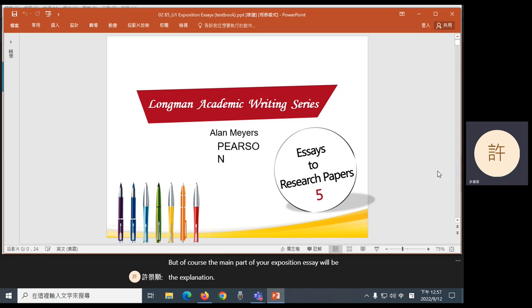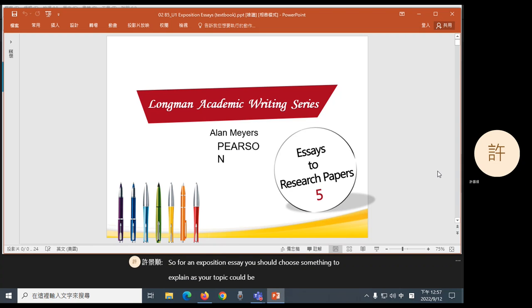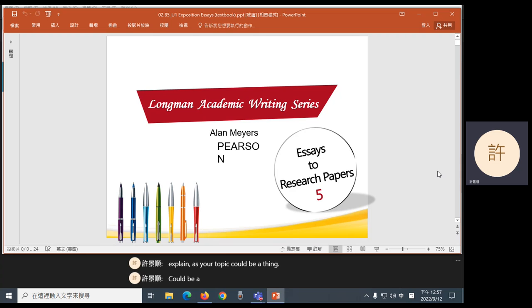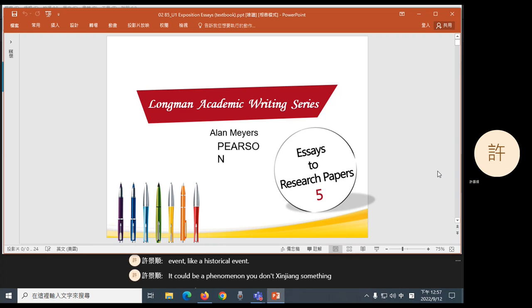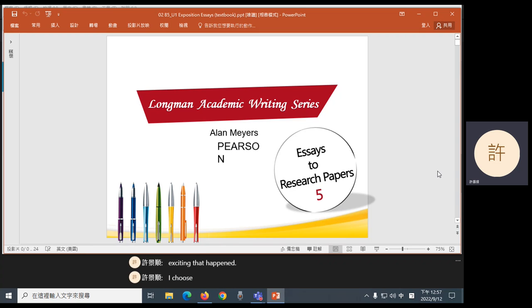So for an exposition essay, you should choose something to explain as your topic. Could be a thing, could be a person, you can introduce a person. It could be some kind of activity, like cooking. It could be some kind of event, like a historical event. It could be a phenomenon, 一种现象, something exciting that happened. Right? Choose something to explain or introduce to your reader. Give them new information.